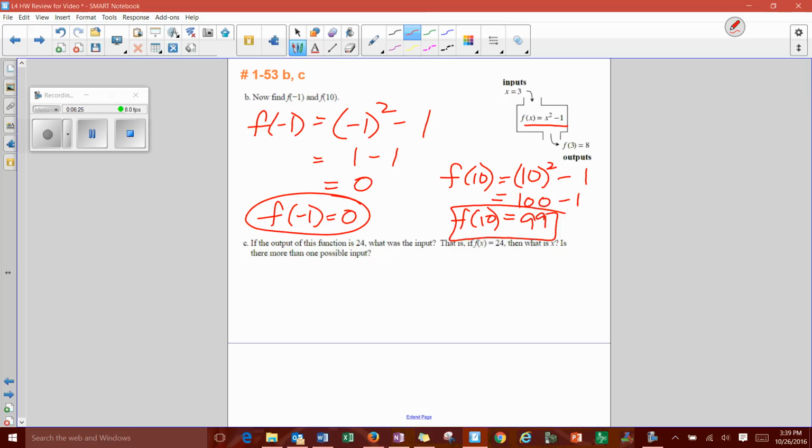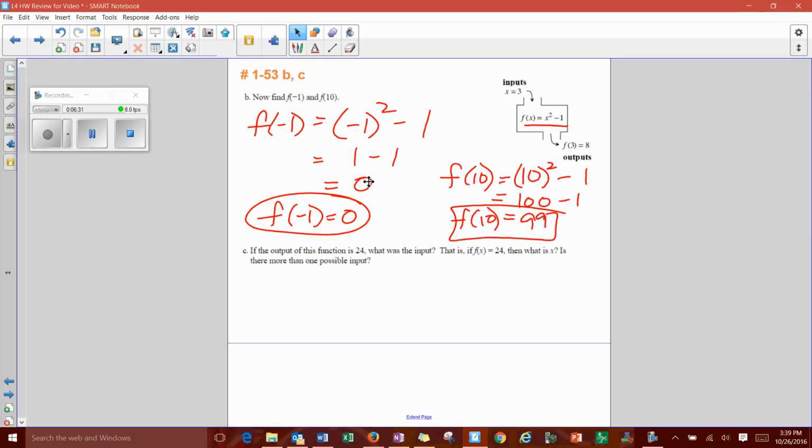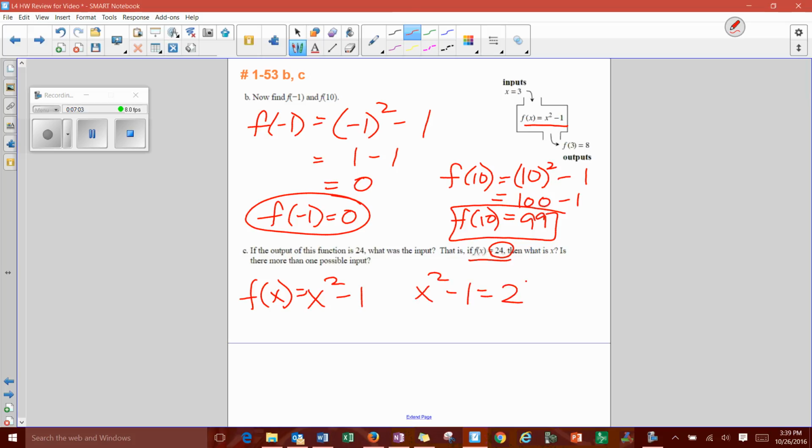All right? Question C is asking you to kind of go backwards. If the output of this function is 24, what's the input? So that is, if f of x is 24, what is x? Is there more than one possible input? Let's answer that question second. So in other words, let's say x squared minus 1, that's our function. Now they're telling me that the output is 24. So when I put something in for x and simplify this, I get 24. So I can just say x squared minus 1 equals 24.